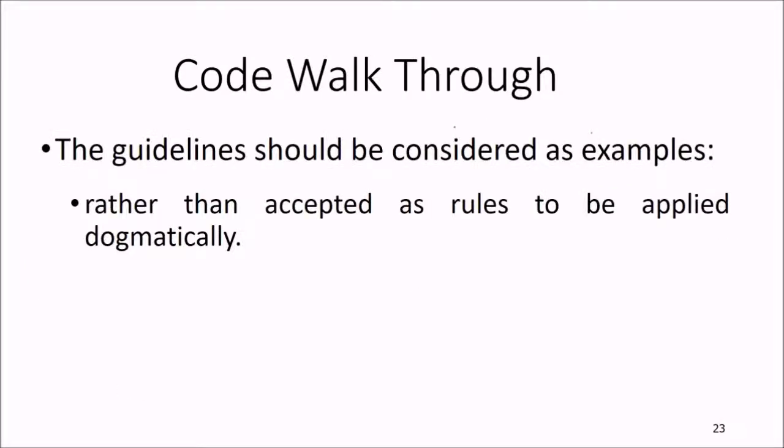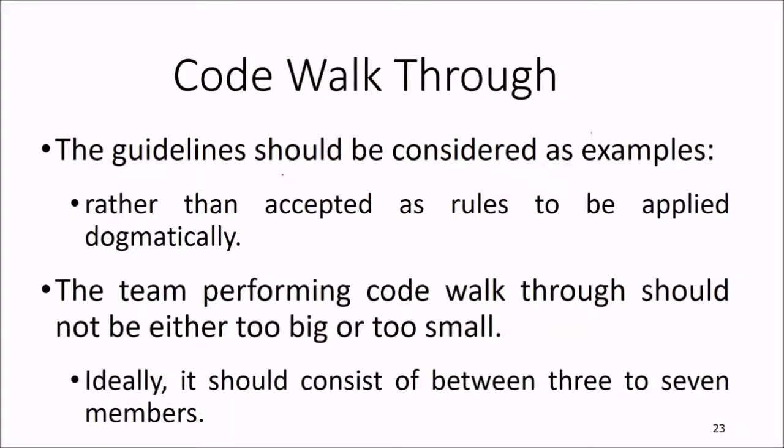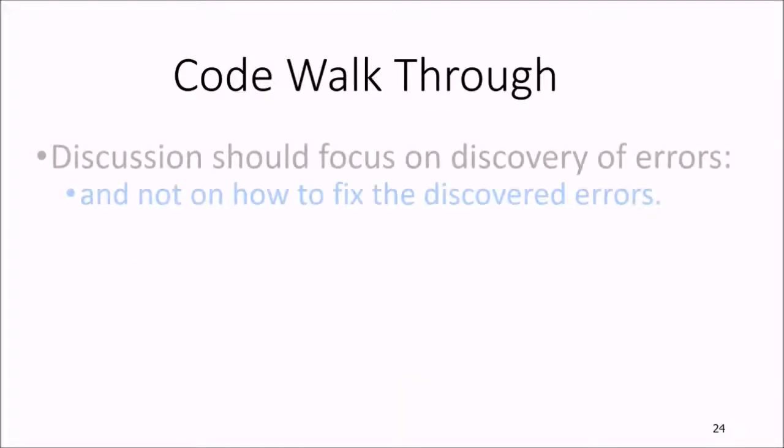These guidelines must be considered just an example. Just don't accept them as rules to be applied dogmatically. The team which is actually performing the code walkthrough should not be either too big or too small. Ideally, if you know that magic number 7, the number of people performing this should be between 3 to 7 members.